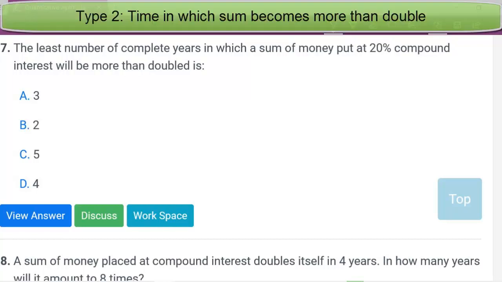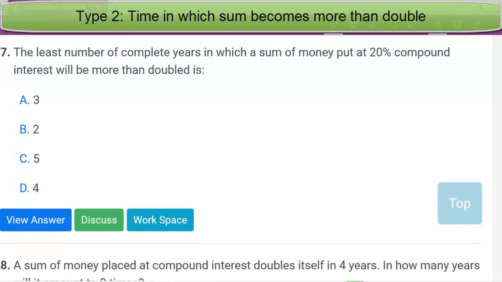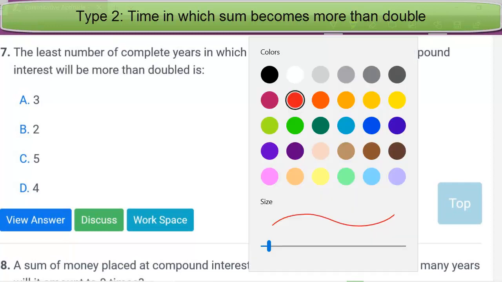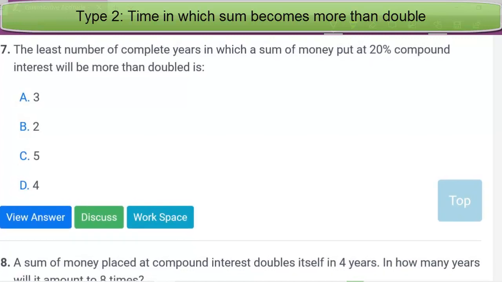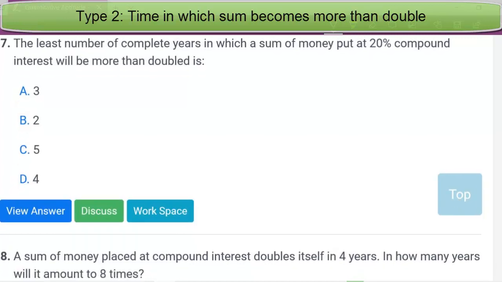So here we have another type of question. In this question it is given: the least number of complete years in which a sum of money put at 20% compound interest will be more than double.